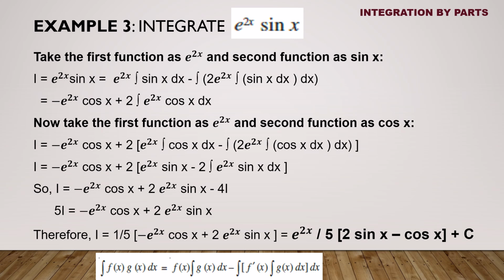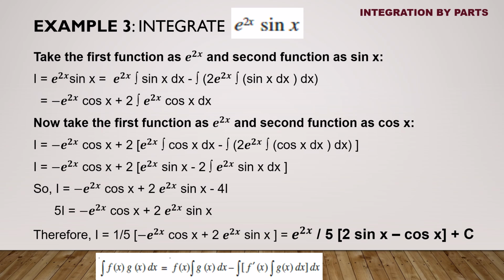Integral of cos is sine. So e raised to 2x into sin x minus 2 into integral of e raised to 2x sin x dx. Okay, now what is the integral of e raised to 2x sin x dx? It is our original integral I. Because you have 2 outside and also 2 here, you have 4I. This minus 4I you bring to the left hand side.